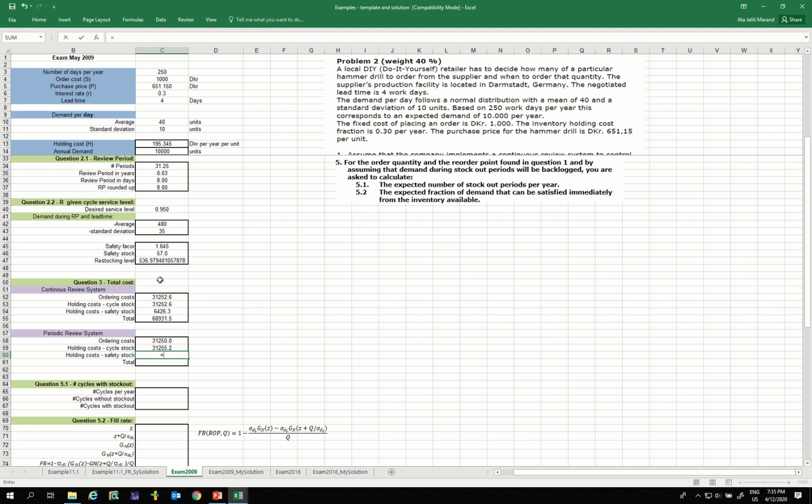For the safety stock we have for the periodic review model, the safety stock is 57, so the holding cost for the safety stock will be 57 multiplied by H, and then the total cost is, of course, the summation of these costs.